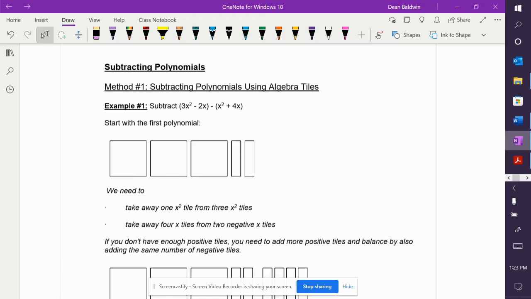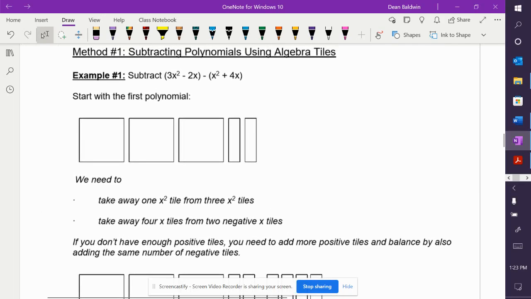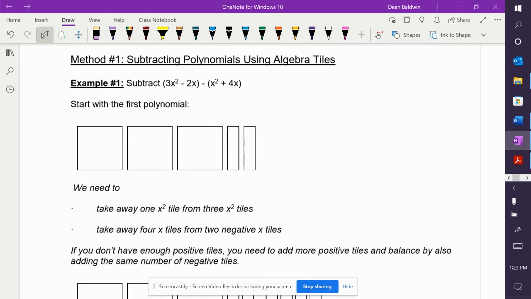All right, subtracting polynomials. So we're going to do it with algebra tiles, and then we're going to focus mostly on the algebra because that's how people do it. But I'll show you with algebra tiles first. So 3x squared minus 2x.